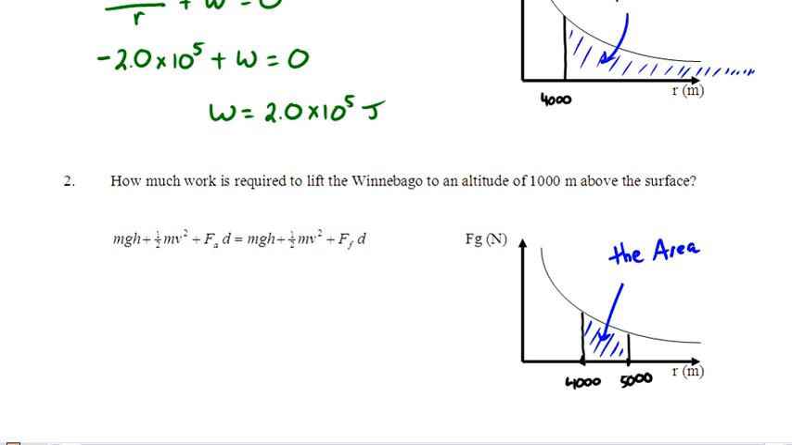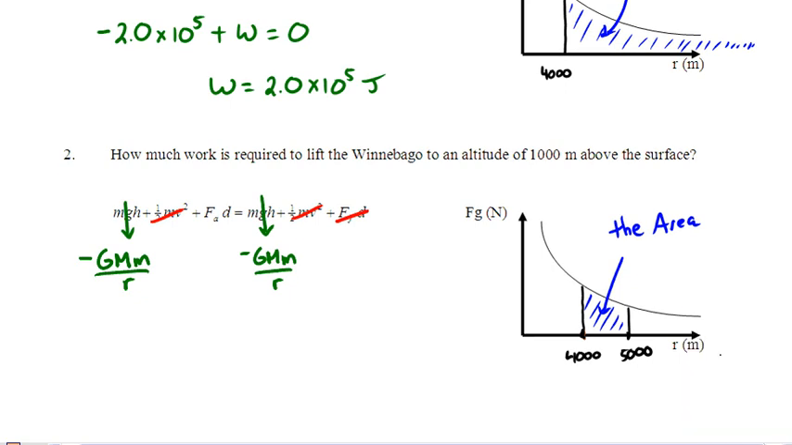So for starters, I'm going to make some changes here. This mgh, nope, got to go. We've got to change that to negative GM all over r. You have to do that for space questions. We're not taking a running start at it. And we're not going to be finishing fast either, so I'm going to throw away the speed terms. And we're not rubbing this on anything. So we've got negative GMm over r plus some work is equal to another negative GMm over r. I'm going to steal the answers from the last page. This one is when we're on the surface, so it's the minus 2.0 times 10 to the 5 joules.